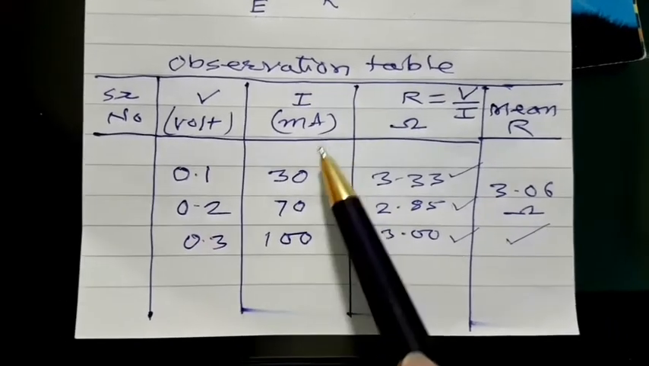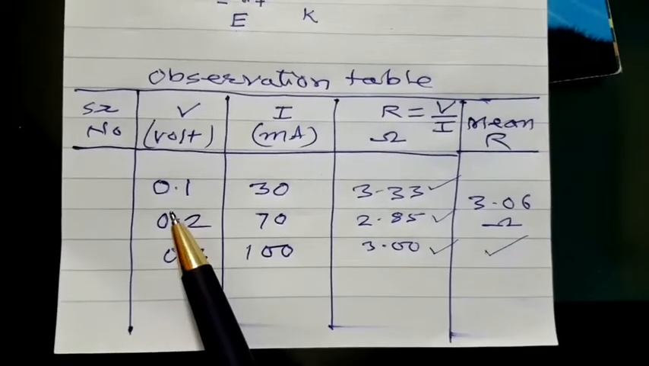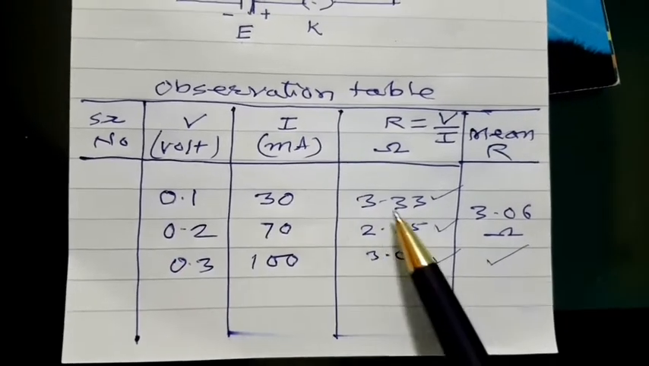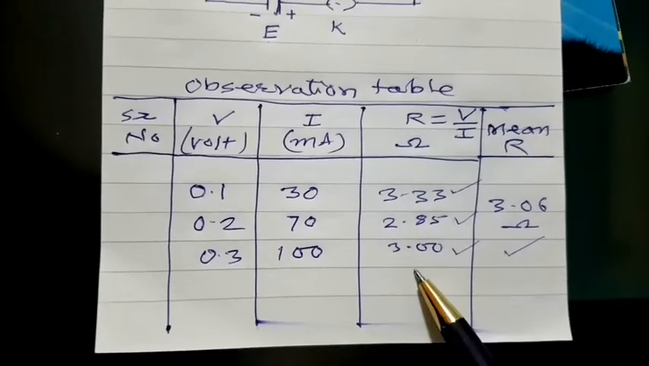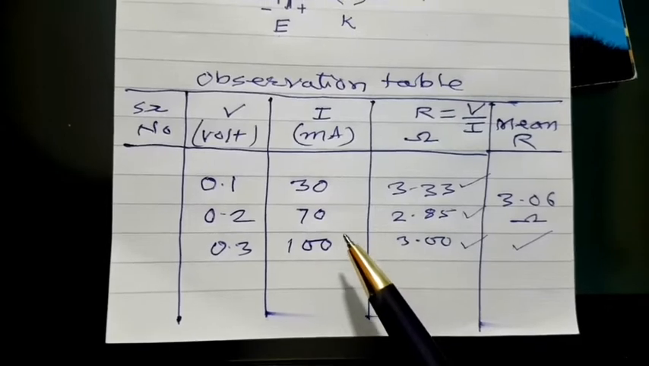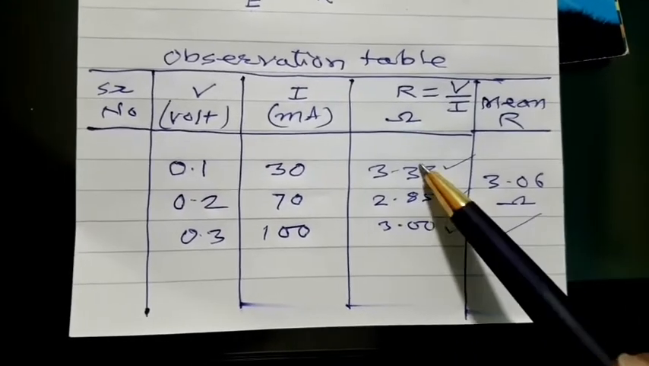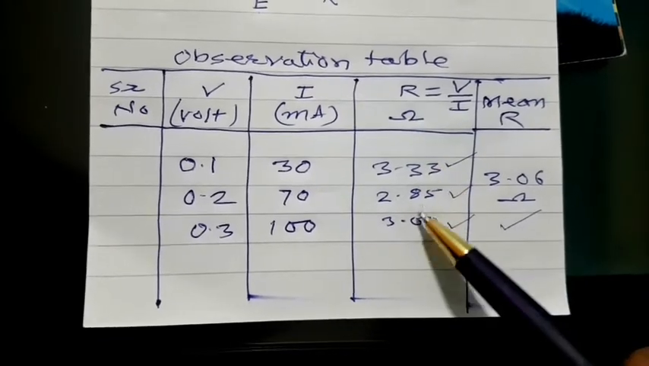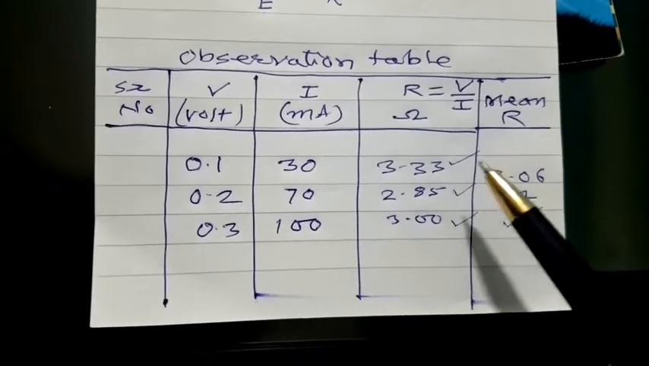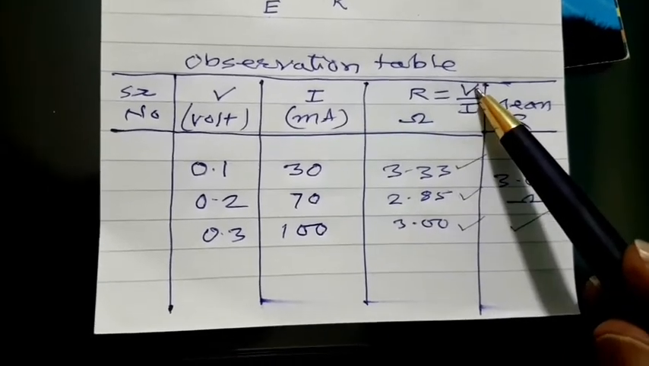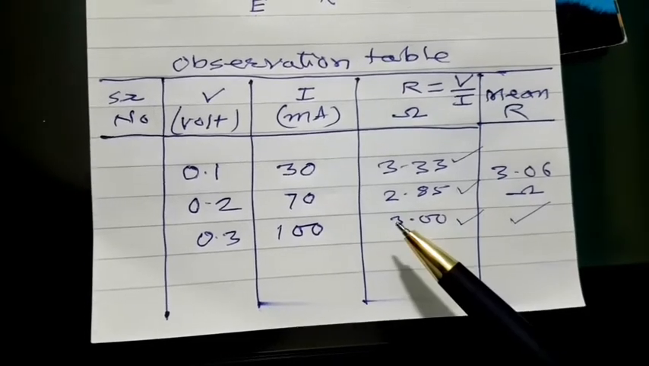Potential difference in volt, current in milliamperes. So now we will divide this. 0.1 upon 30 is this, 0.2 upon 70 is this, 0.3 upon 100 is this. It is found that within experimental error, values are so close. So the average of all these 3 is equal to 3.06. It is clear that the V and I ratio is constant, hence Ohm's law is proved.